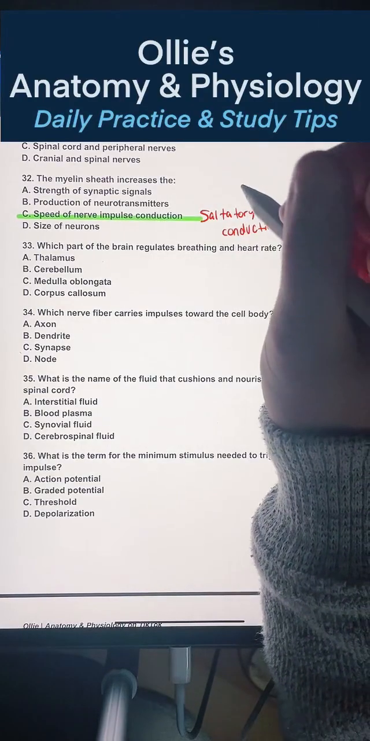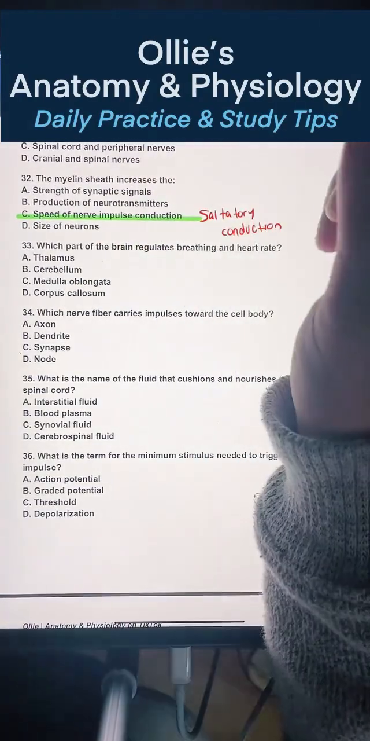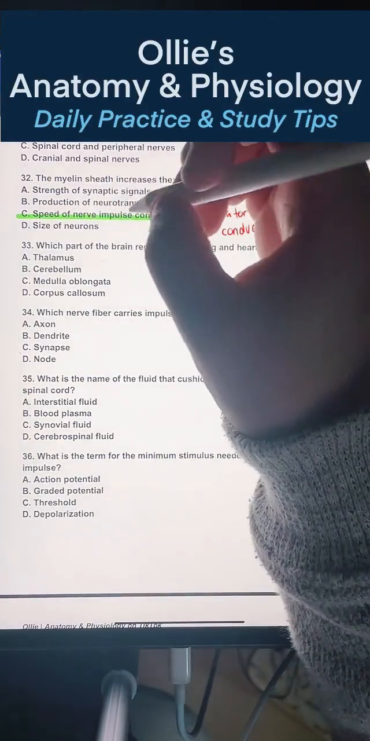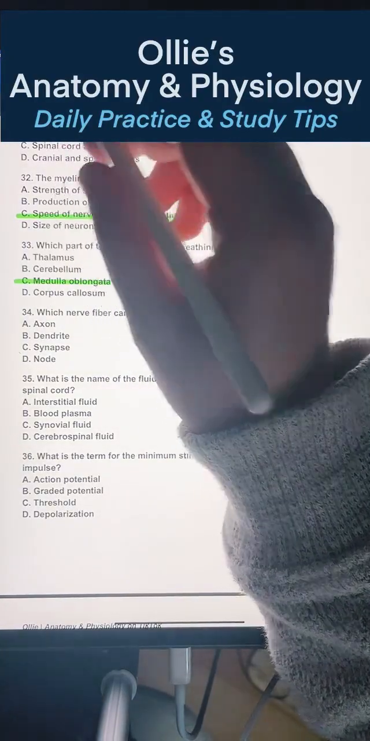Number 33. The answer is A. Which part of the brain is going to regulate breathing and heart rate? That is the medulla oblongata.